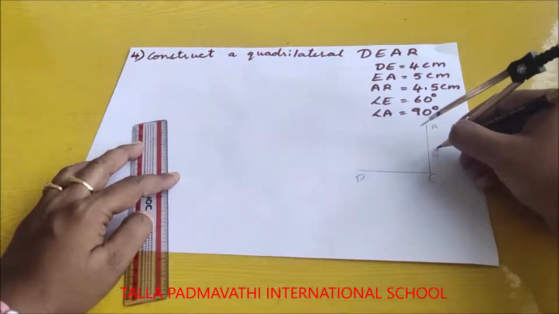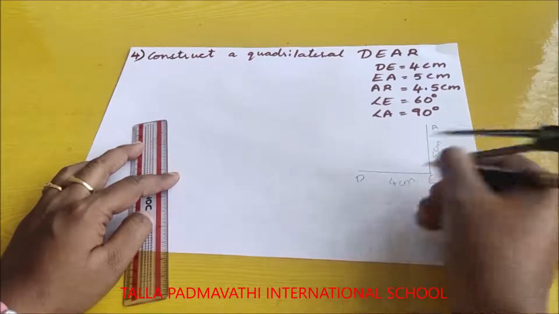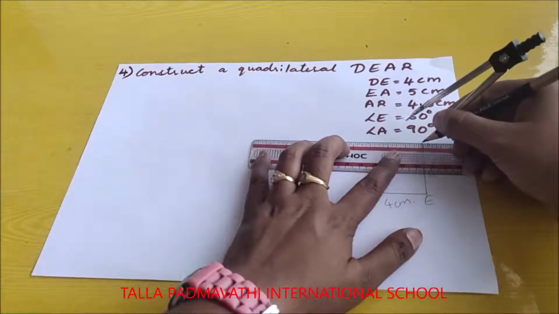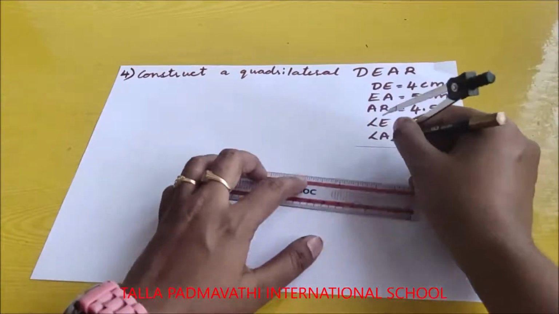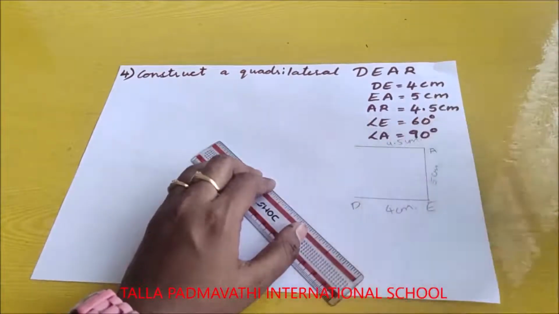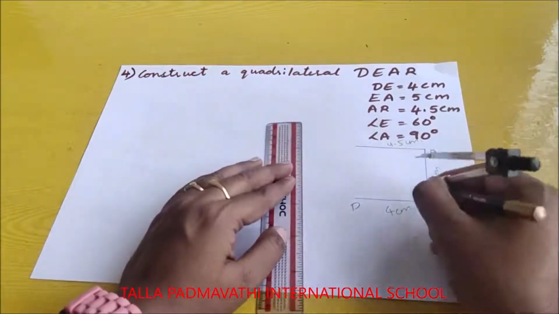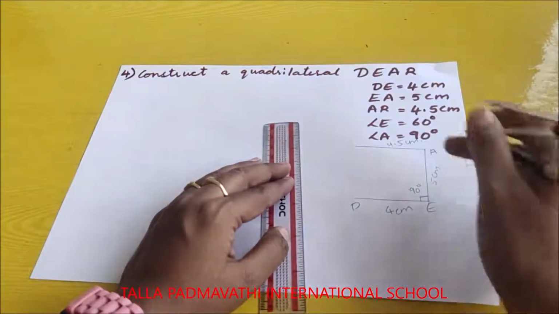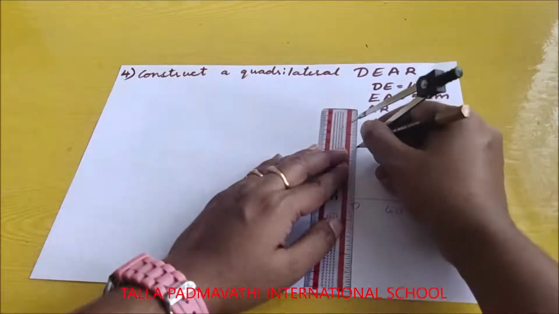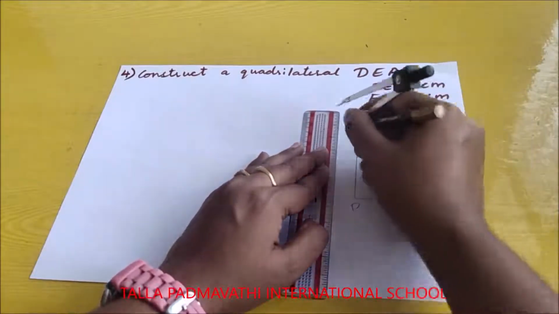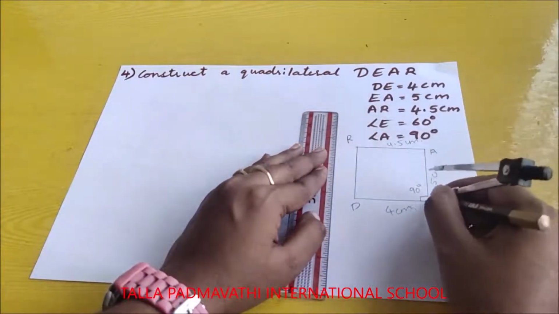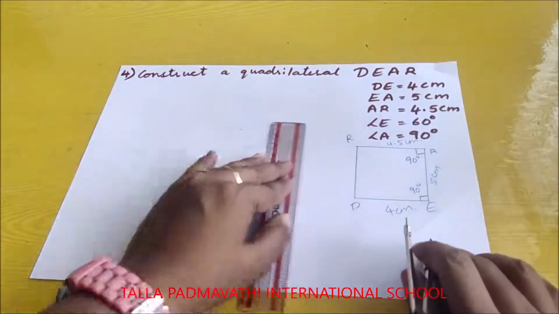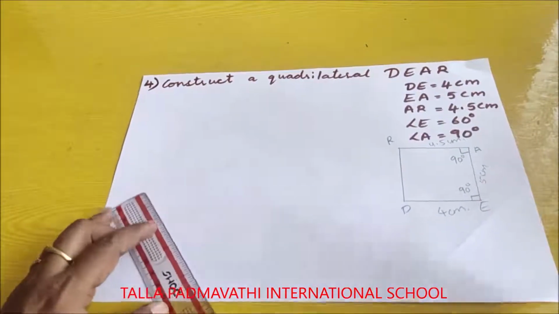This will be 5 centimeters and this is 4 centimeters. And AR will be 4.5 centimeters. And angle E is 90 degrees. Here, as we got DEAR, children, E will be 90 degrees and A will be 90 degrees. A also is 90 degrees. So now we are going to draw the quadrilateral.